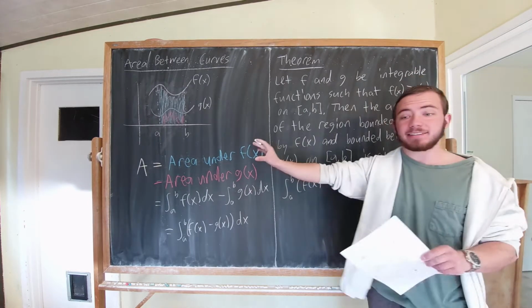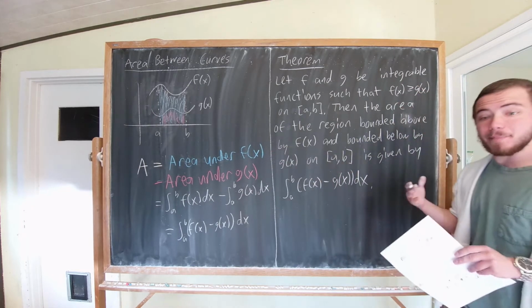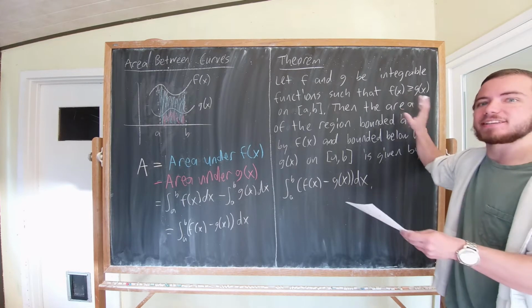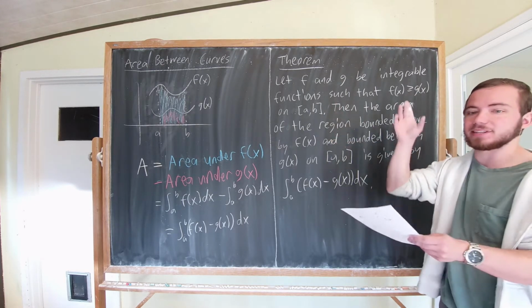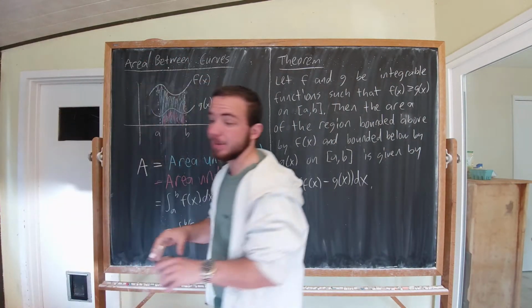So exactly the situation we observed with our picture over here, just noticing that the condition that made all of that work was that f of x was greater than or equal to g of x the whole way through. There wasn't any kind of crisscrossing going on. We will handle that case in a bit though.